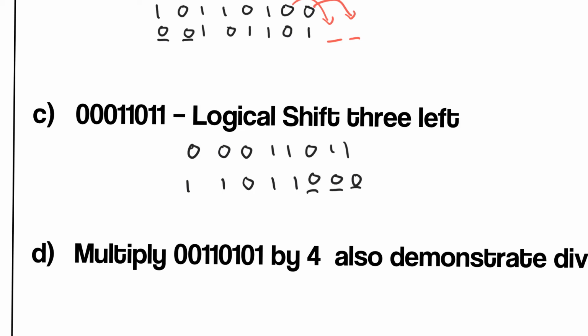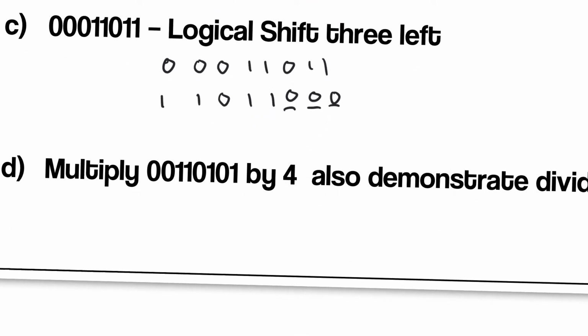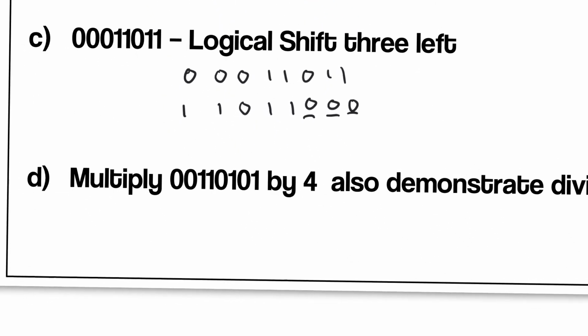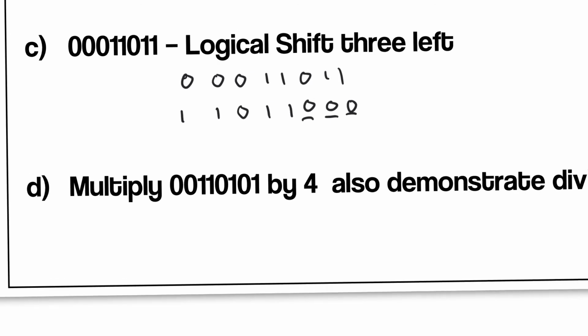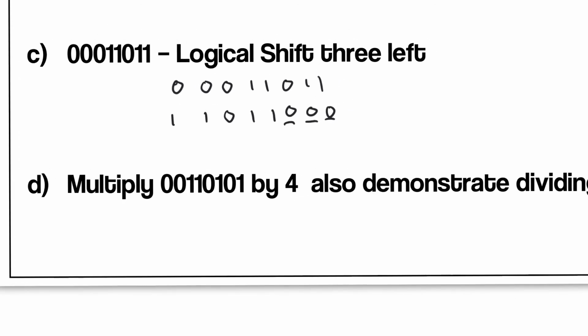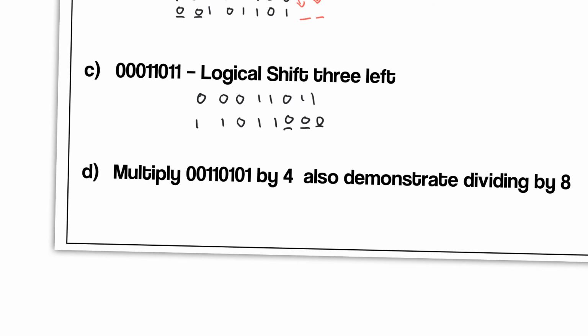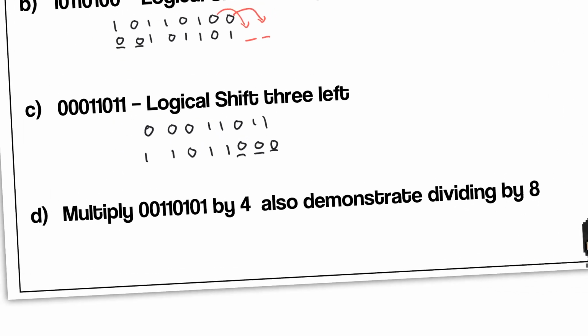Now, did you know what the effect of shifting it 3 times to the left would be? If you shift it once to the left, you times it by 2. If you shift it twice to the left, you times it by 4. You shift it 3 times to the left, you're timesing it by 8. So it's multiplied by 8. Let's do the final question. So it's multiply this number by 4, and also demonstrate dividing it by 8.